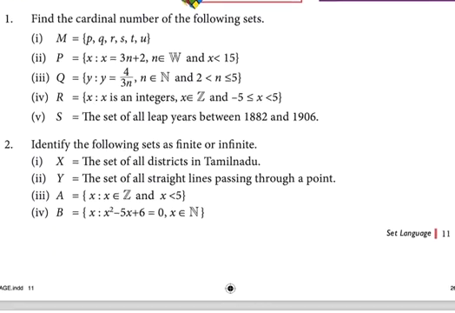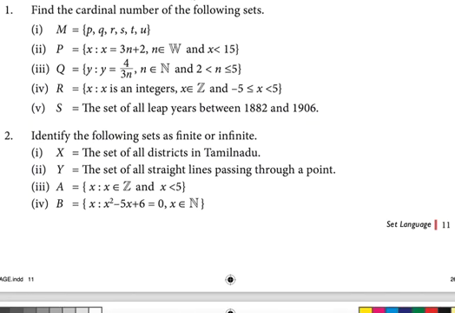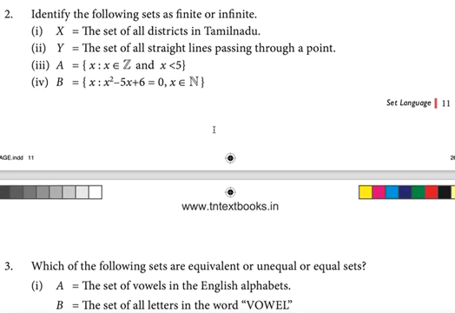Find the cardinal number of the following sets. Exercise 1.2, find the cardinal number of the following sets. That you can do, not a big deal. Identify the following sets as finite or infinite. The set of all districts in Tamilnadu is finite. The set of all distinct straight lines passing through a point, that is infinite. x such that x is less than 5, when x belongs to Z, this is definitely finite.